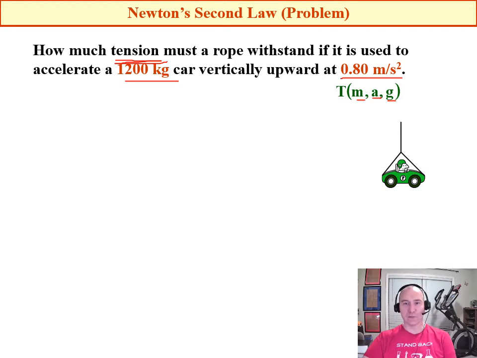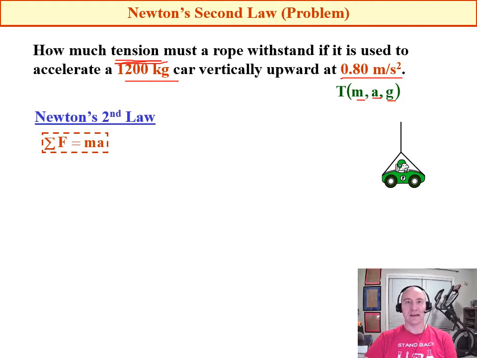I don't know really what scenario this would happen in, but let's say we have something that's lifting a car. Net force equals mass times acceleration. Our free body diagram says we have an upward force of tension and a downward force of gravity, and the acceleration is upward at 0.8 meters per second squared.